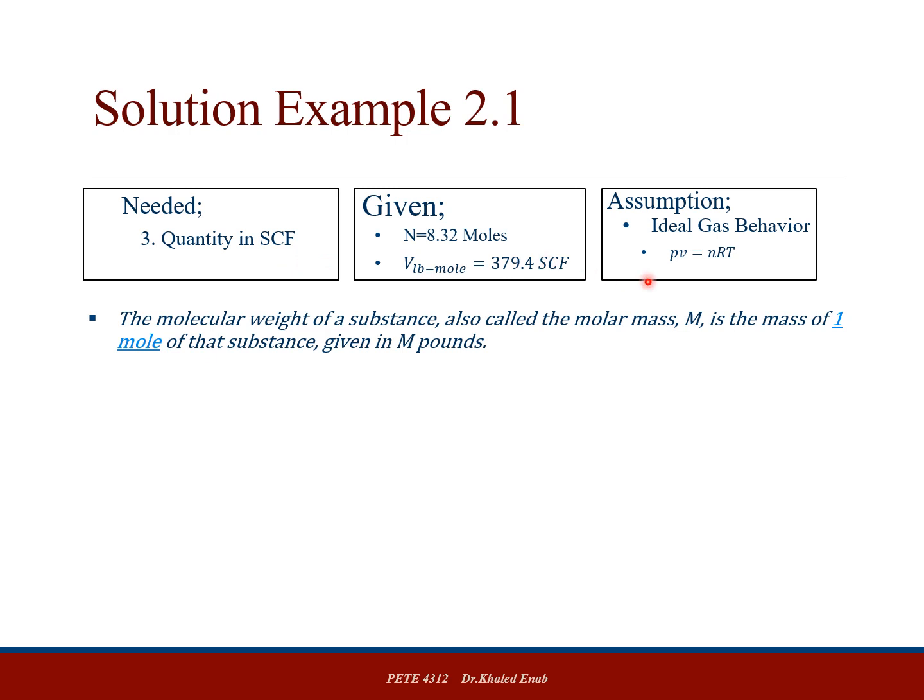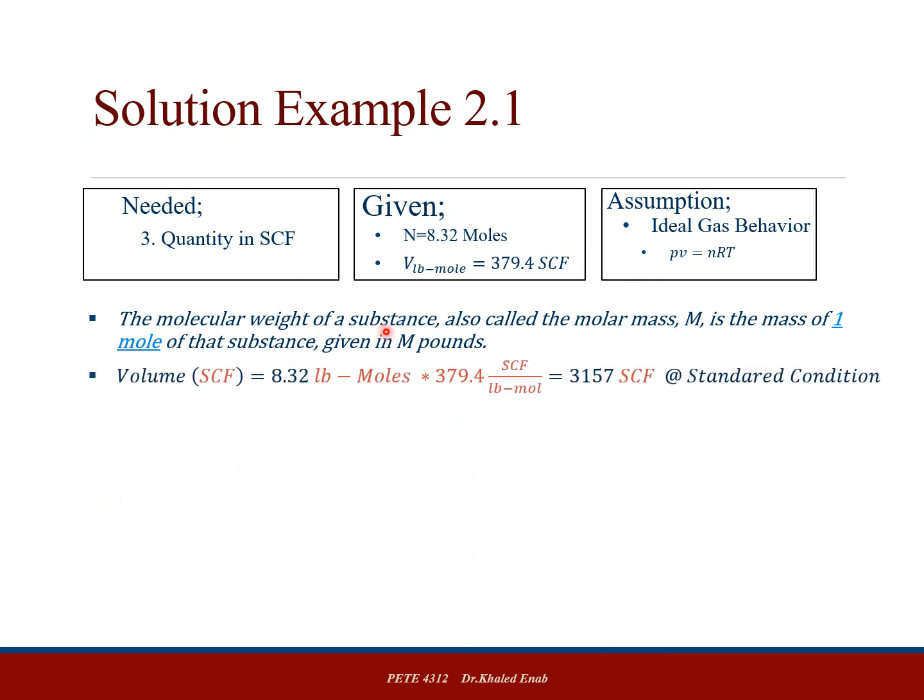So we'll use PV equals nRT. We define the molecular weight. So the volume in a standard condition would equal the pound moles times 379.4, which we covered previously. The volume of 1 pound mole equals 379.4 standard cubic feet, and this is constant for all gases. So when you multiply this by that, the units will cancel and you'll end up with standard cubic feet. Again, this is the volume under the standard condition.